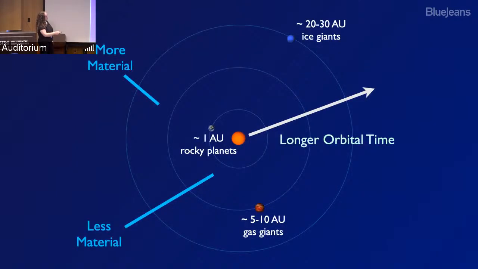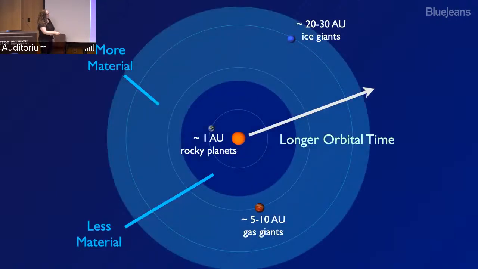As you go out in the system, you have longer orbital times. And in the inside of the system, you have less material. On the outside, you have more material. Just the circle is smaller on the inside. The circle is bigger on the outside. Let's stick on an ice line here, a water ice line. And now you can say, well, you have even more material on the outside because you have some water ice to work with. And you can build up the planetary system this way.